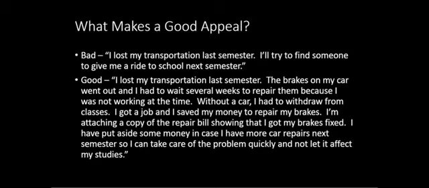A good explanation in an appeal would be where the student has lost their transportation and that they explain that it happened because the brakes went out on their car and they didn't have the money to repair it, so they had to withdraw from classes. They saved their money up, got the brakes repaired, and then they attach a copy of that repair bill to their appeal. And then they explain that in the future, they will do better because they will lay aside some funds for car repairs so that they don't let it affect their college career.